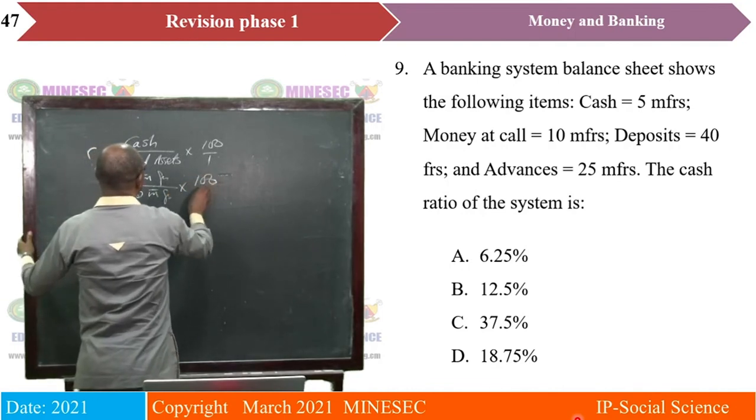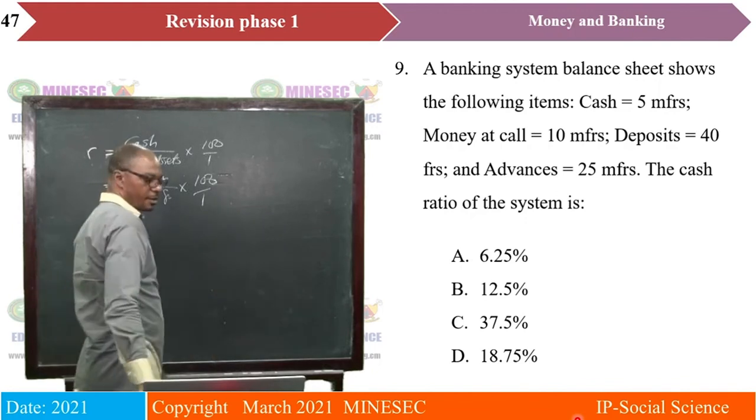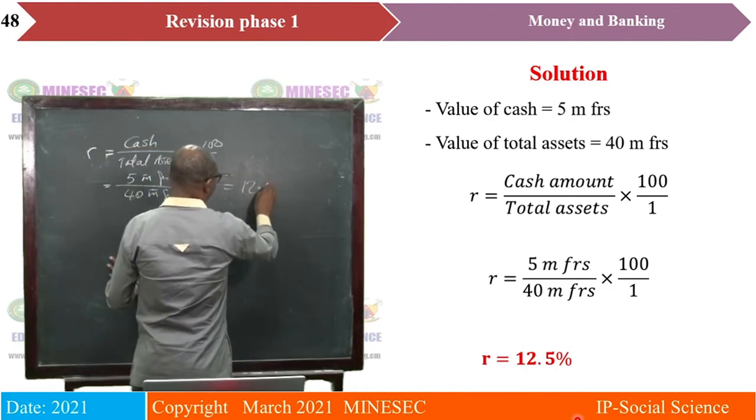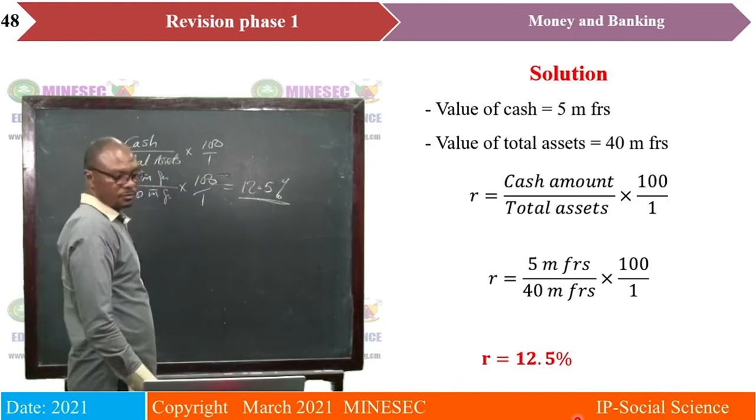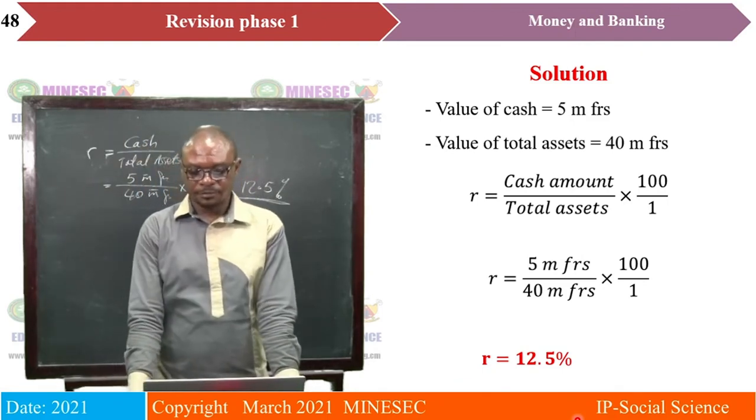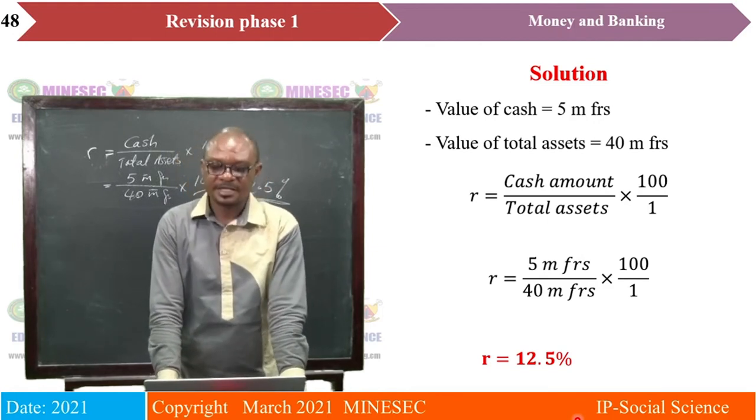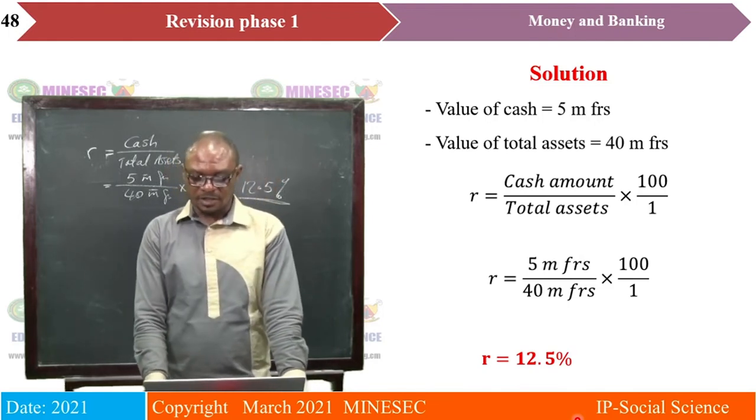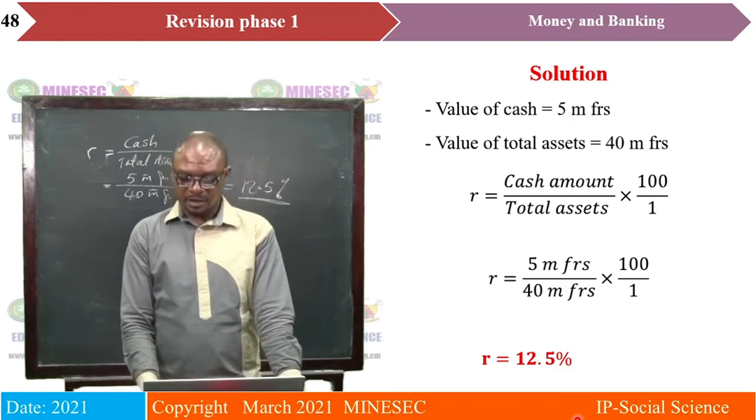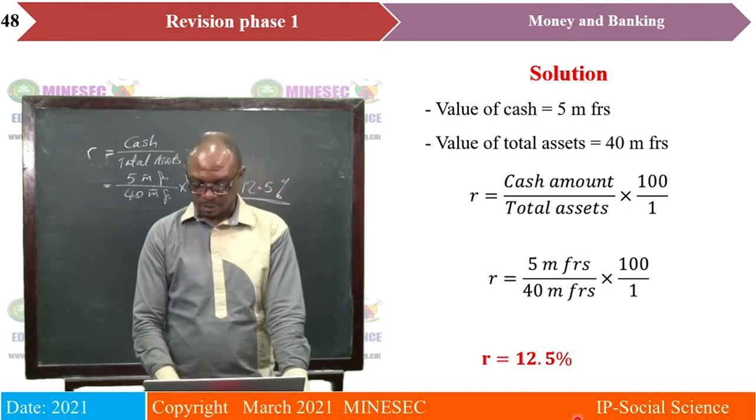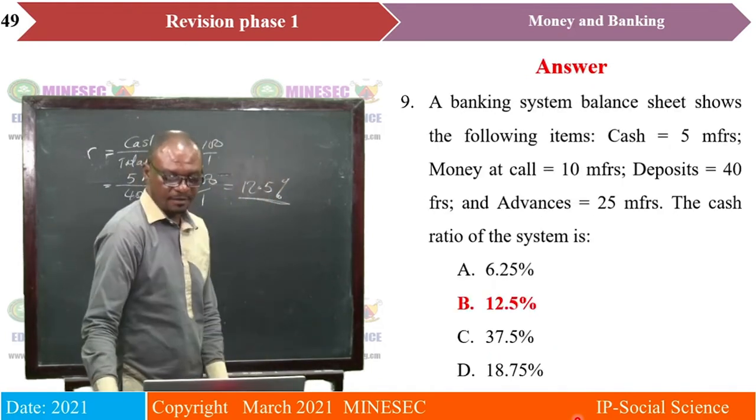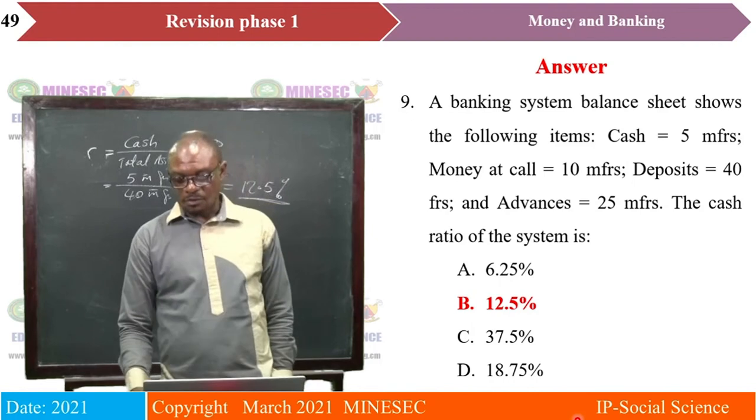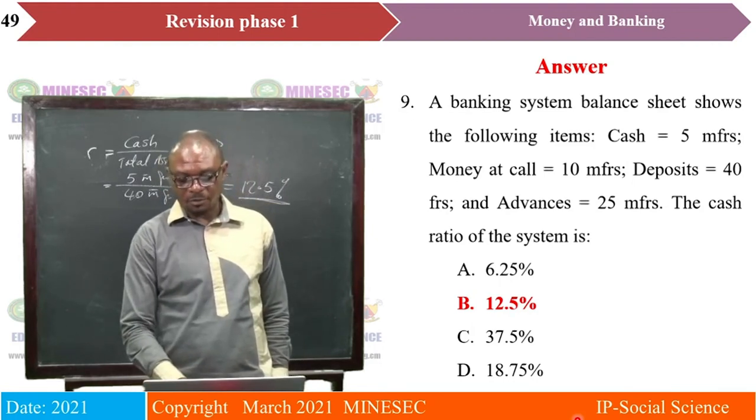We multiply the fraction by 100 over 1. So that will give us 12.5%. So as a solution, the value of cash, 5 million, value of total assets, 40 million, cash ratio is cash amount over total assets times 100 over 1, which is 5 million over 40 million, 0.125 times 100, that gives 12.5. So the correct answer there is B. A bank that has those assets, with those amounts, will certainly have a cash ratio of 12.5%.